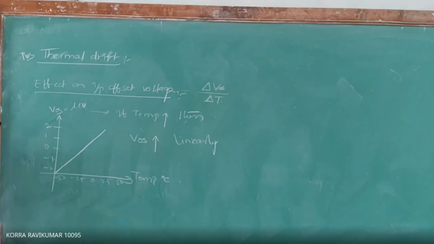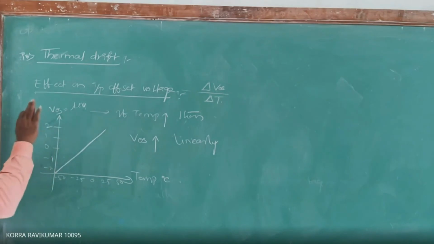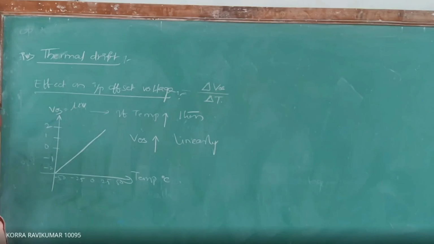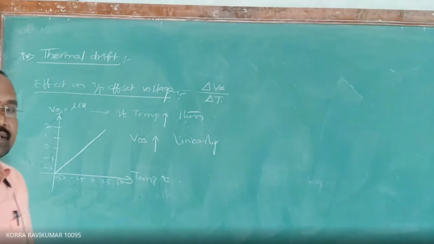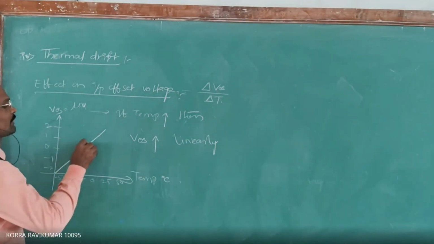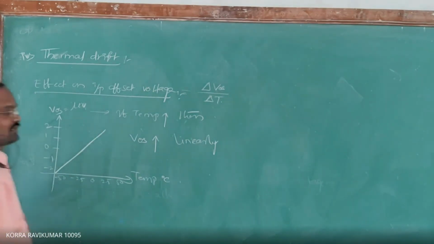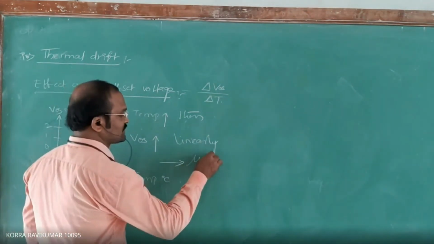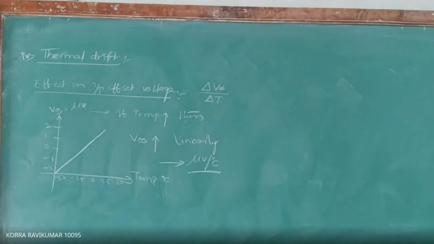So I can conclude that if there is a change in temperature, the voltage also changes by a corresponding amount. We call this concept linearity. Voltage increases linearly with respect to the temperature. The units for this are microvolts per degree centigrade.